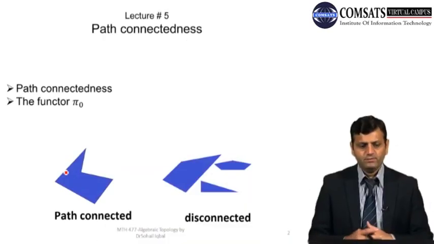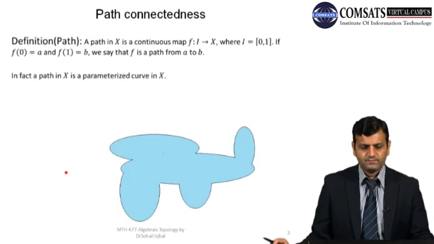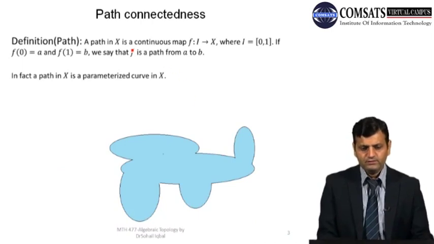In today's lecture, we will be concerned with what is path connectedness, and from path connectedness, we are able to define a functor from topological category to the category of sets. So before going to path connectedness, let's see what is a path. A path in X is a continuous map from I to X.